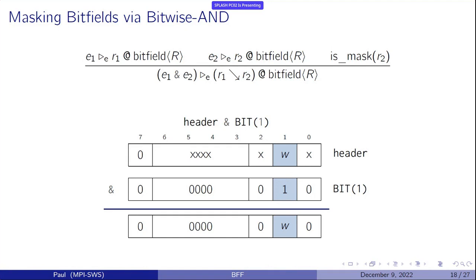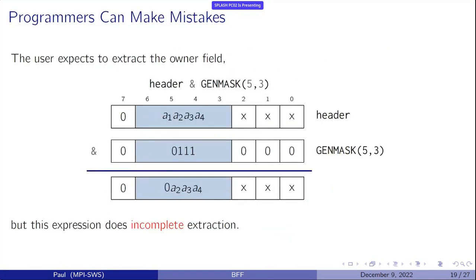Now you may wonder what happens if this premise, R2 is a mask, is violated. So in short, this means that the user is actually doing something wrong. He is not doing some sort of bitfield manipulation, but something else.